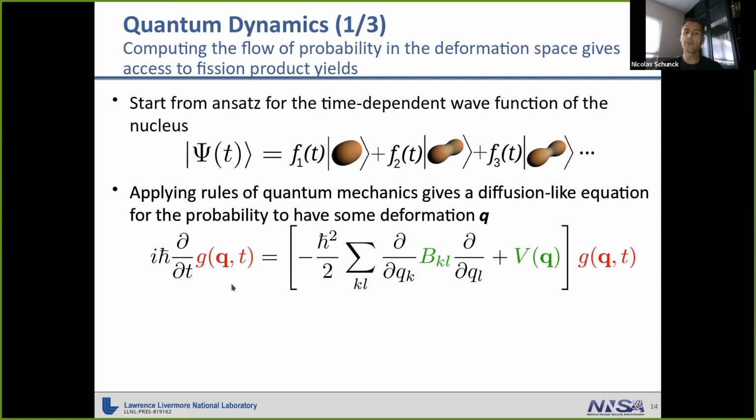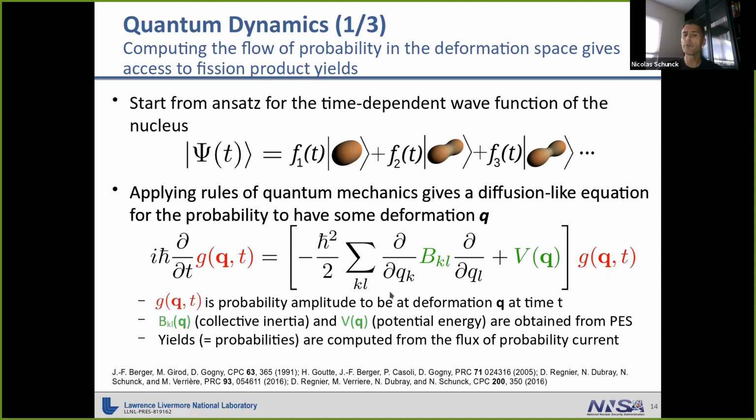You are taking the time derivative on the left. There is an operator here that looks a little bit like the Hamiltonian. There is a potential energy. And then there is this term, which is equivalent to the kinetic energy, except it's not in the usual Cartesian space. It's in the deformation space. And then there is this object B, which is called the collective inertia, which gives you the resistance to the motion through the deformation space.